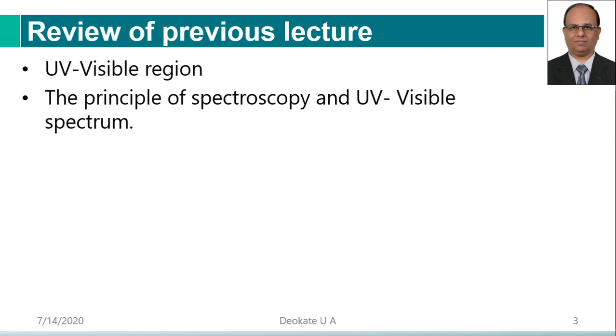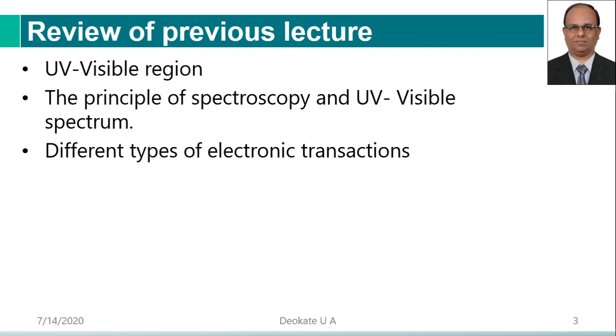In case of the UV-visible spectrum, it is a plot of absorbance on the y-axis and wavelength on the x-axis, where we are determining the lambda max, that is the wavelength at which maximum absorption is observed. So we have studied the different types of electronic transitions involved in UV-visible spectroscopy. Basically, four transitions we have studied according to the need of energy.